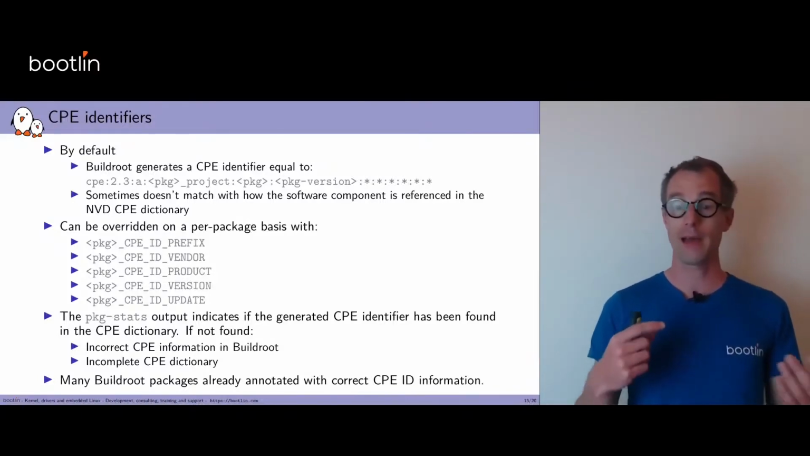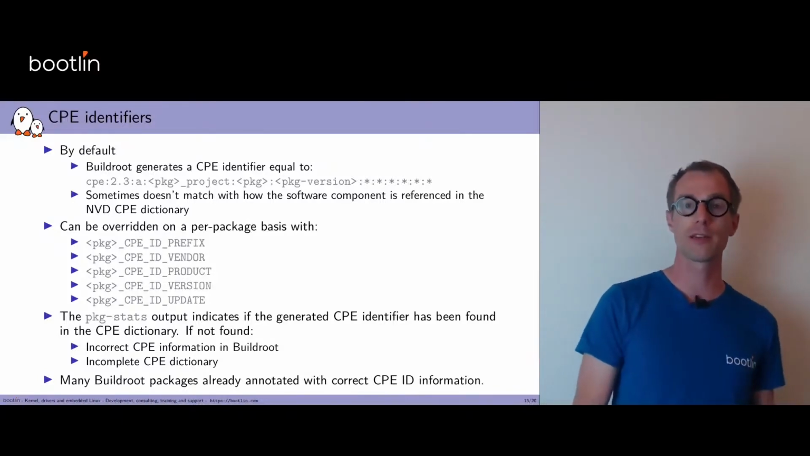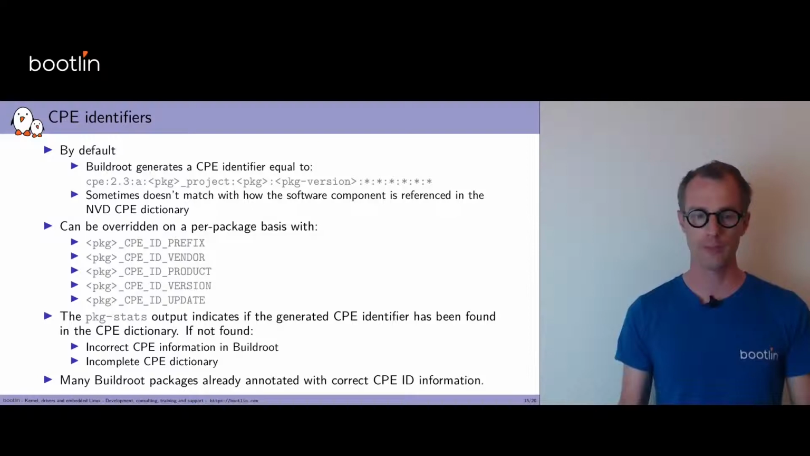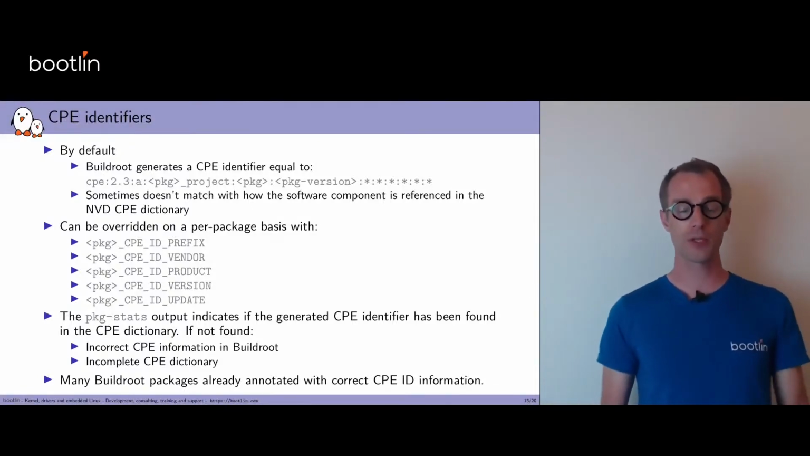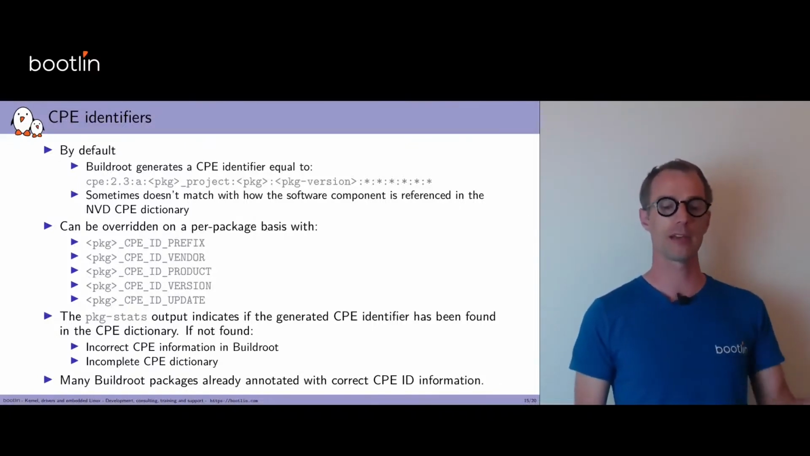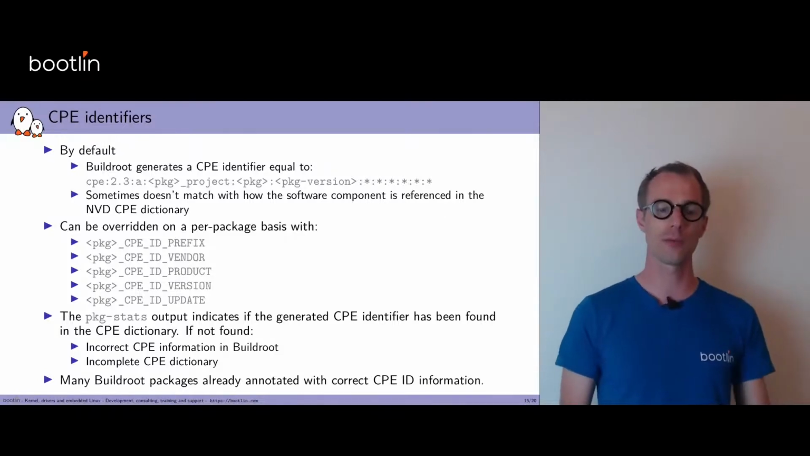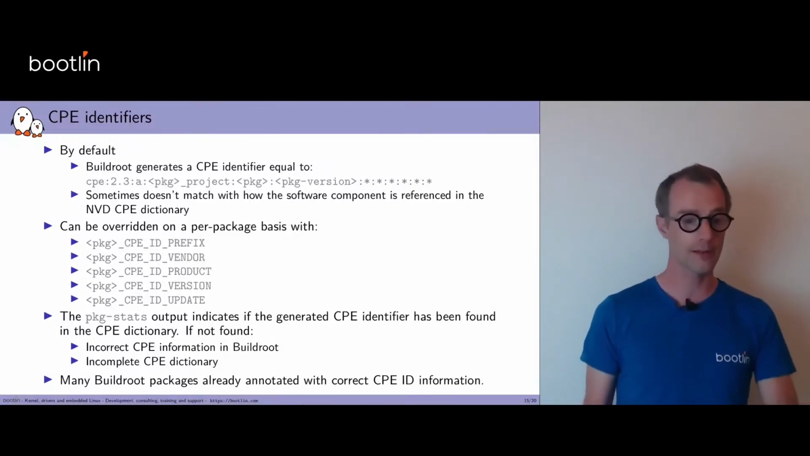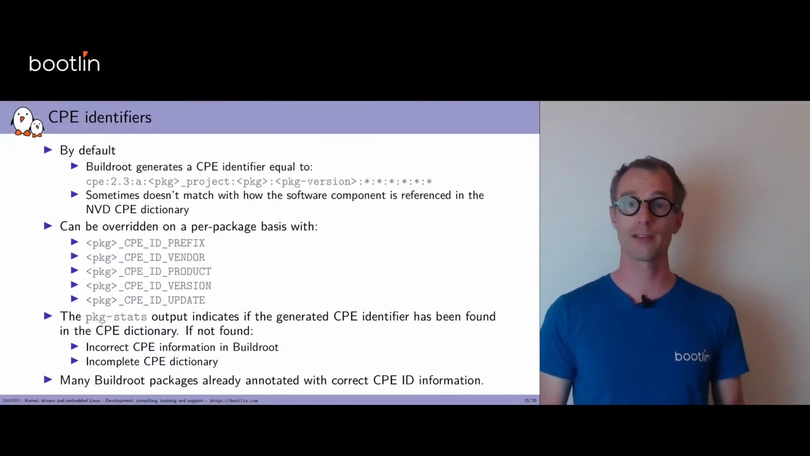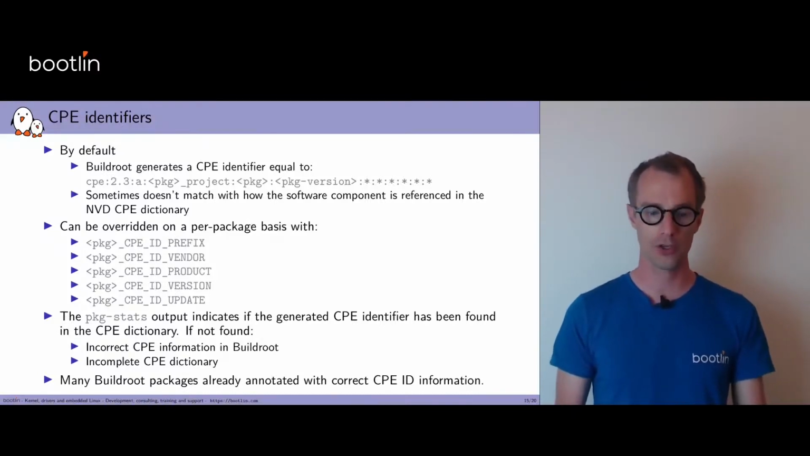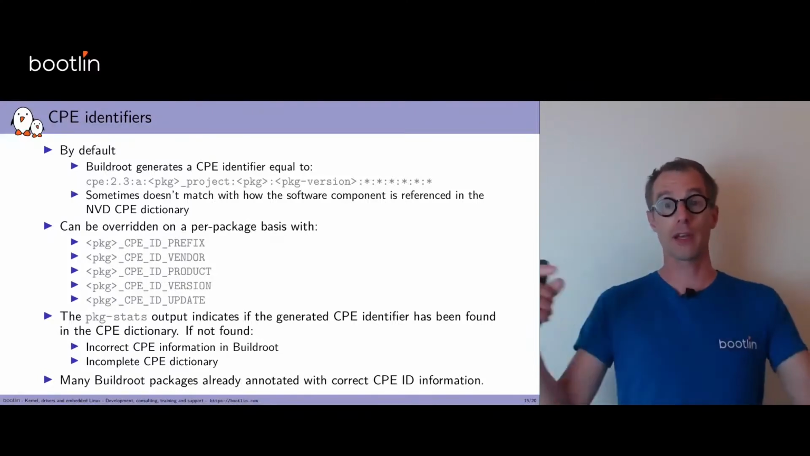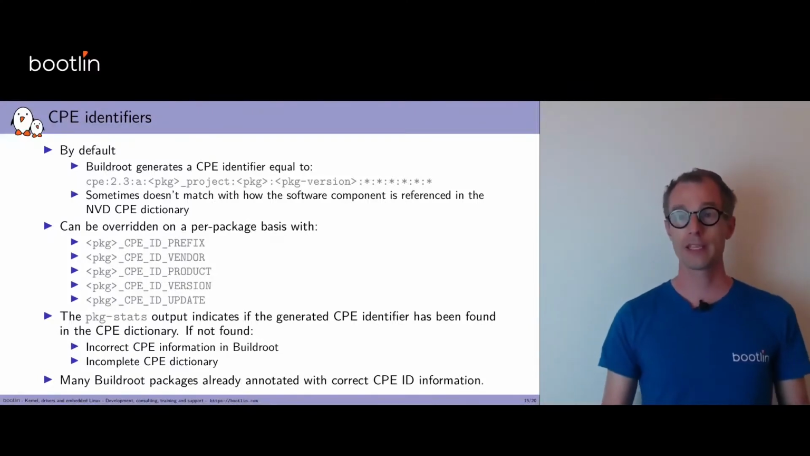Sometimes, however, that doesn't match with how the software component is referenced in the CPE dictionary. So you need to add extra information in your Buildroot package. And this is done by providing explicit CPE identification information in your package using the CPE_ID variables: CPE_ID_PREFIX, CPE_ID_VENDOR, CPE_ID_PRODUCT, CPE_ID_VERSION, CPE_ID_UPDATE. And you can use any combination of these to describe accurately what is the correct CPE identifier for a given Buildroot package.